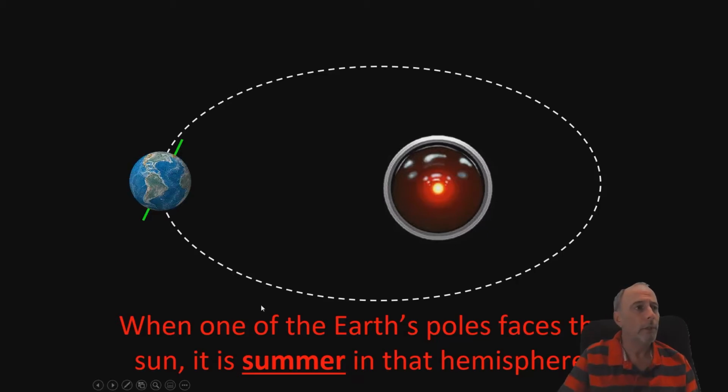Okay, so you can see here that this is the North Pole, and the North Pole is facing, well, our computer virus Hal here. It's facing Hal, who I'm assuming is the sun right now, and it's getting really hot here, right? Because it's facing the sun, and it's not getting dark at all. So this is summertime, when our days are longer, right?